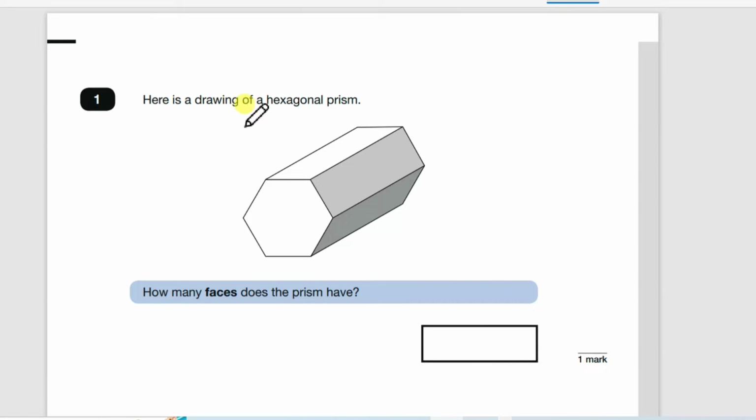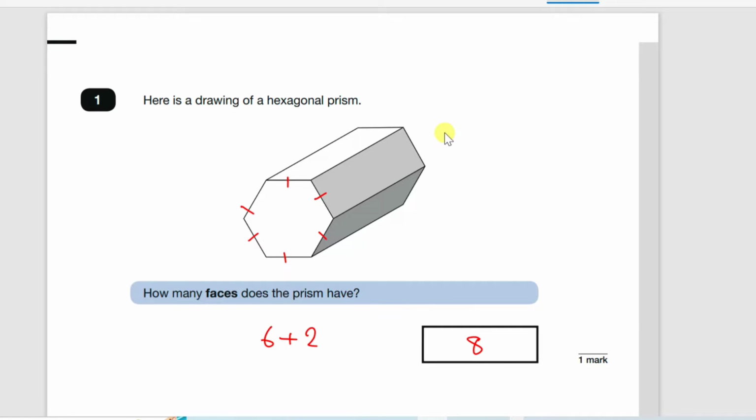Now, number 1. Here is a drawing of a hexagonal prism. How many faces does the prism have? Nice little trick: firstly count how many sides there are. Let's count from the top: 1, 2, 3, 4, 5, 6. This means that all of this around has 6 faces. Plus we've got a face in the front and a face in the back. That's 2 more faces. So 6 plus 2 gives us 8 faces.